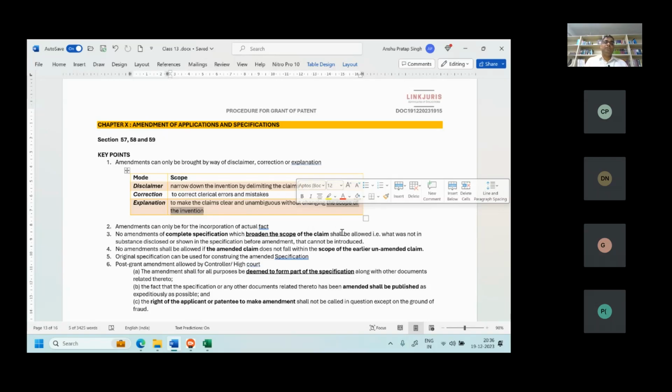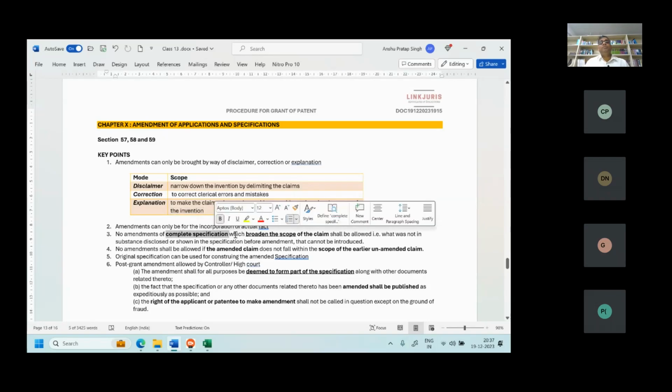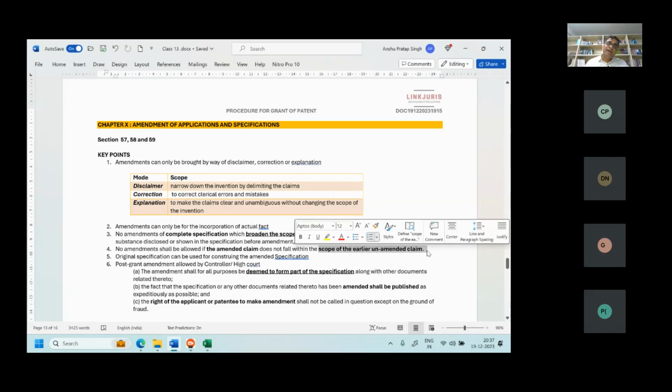The most important part is this. The moment you go for amendment of application or specification, this is how it will happen. Amendment can only be for the incorporation of the actual fact. No amendment of complete specification which broaden the scope of claim can be introduced. No amendment shall be allowed if amended claim is more than the scope of earlier unamended claim. So what is happening is you can narrow it, you cannot broaden it. So this is the restriction on amendment.